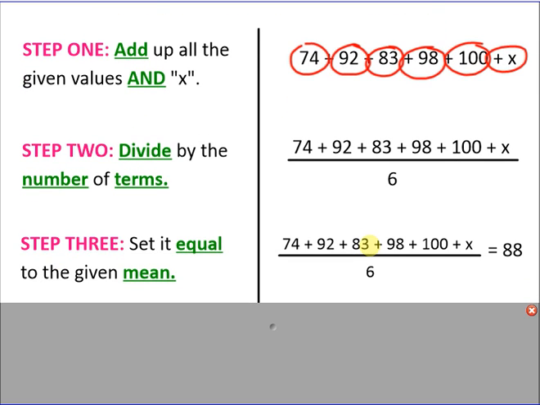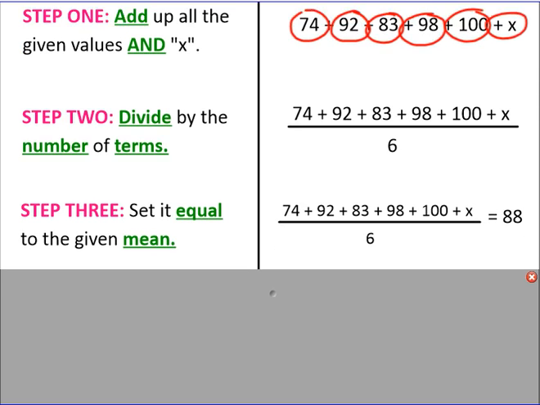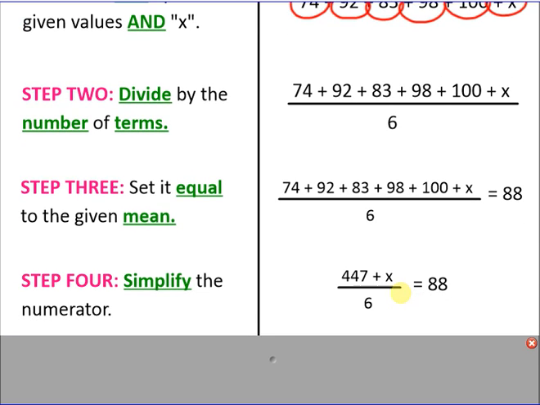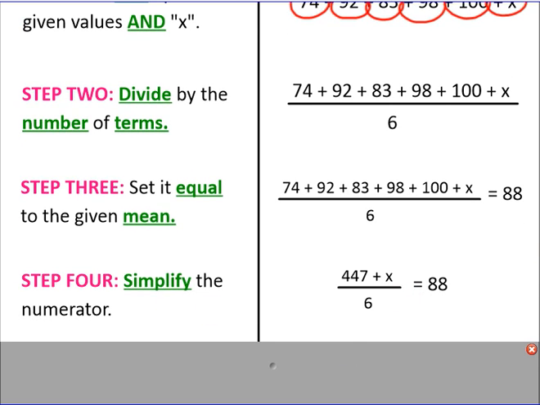Step 3, you're going to set it equal to the given mean. Now, in the word problem, it's going to tell you the mean is, or the average is. So all you're going to do is take all of this, put an equal sign, and put the mean there. Step 4, you are going to simplify the numerator.